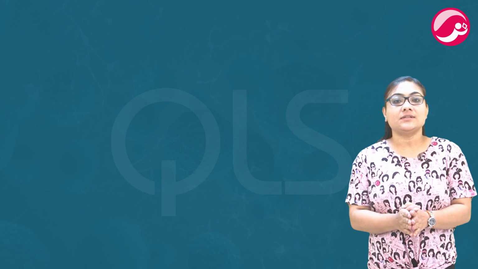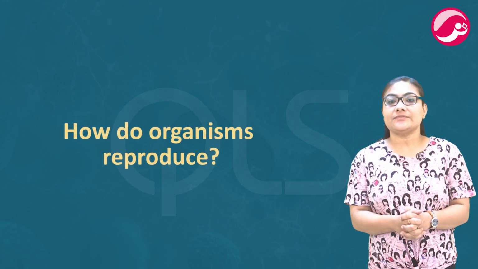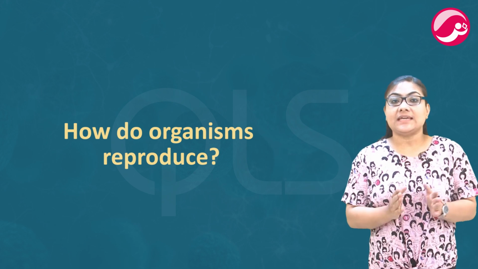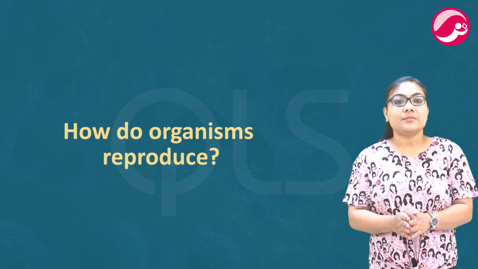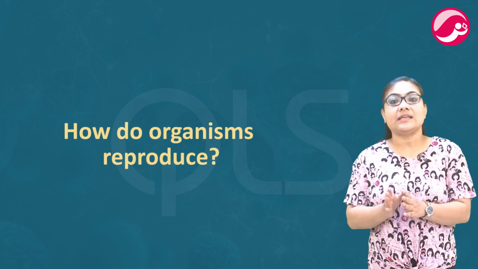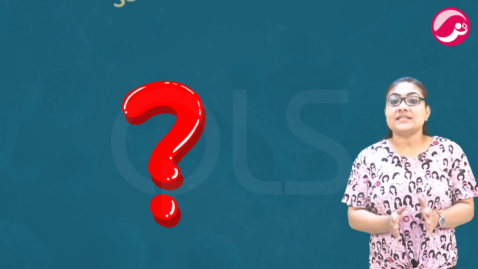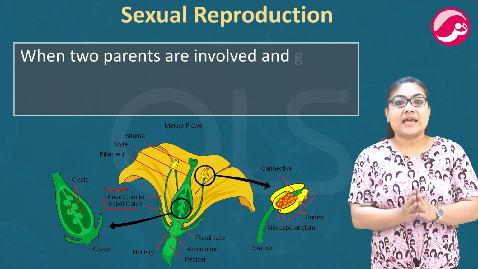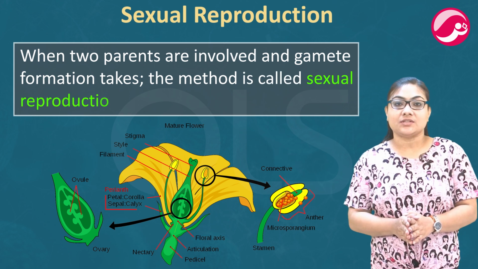Today we are going to learn how do organisms reproduce. So students, let's start with our lesson of today. In previous lesson, we learned about the asexual method of reproductions. In this lesson, we will learn about sexual modes of reproduction in plants. Before we go any further, we need to know what is sexual reproduction. When two parents are involved and gamete formation takes place, the method is known as sexual reproduction.